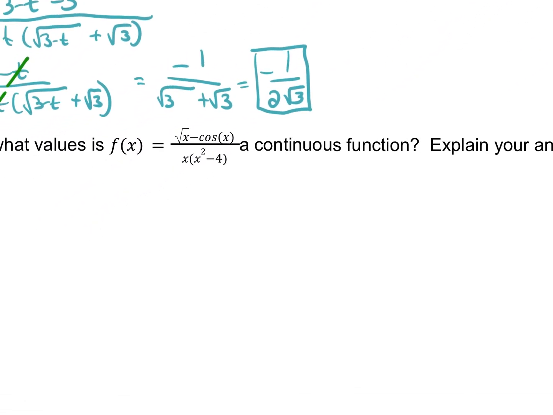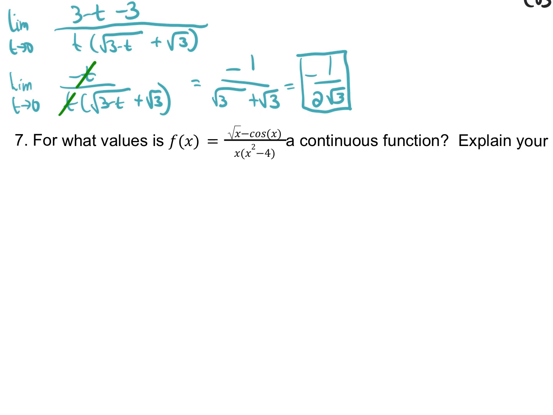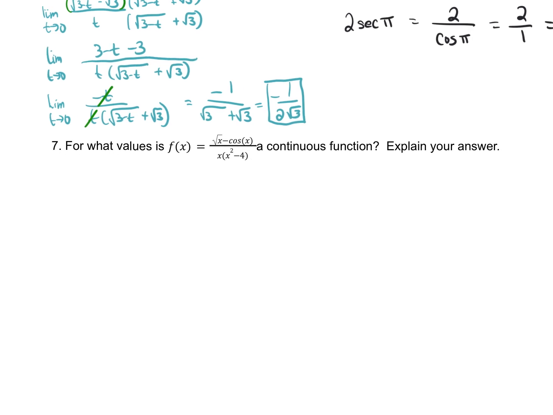Alright, so the final one on this first page says, for what values is f of x a continuous function? Explain your answer. Okay? So a couple things. For something to be continuous, remember, we need f of a to exist. So right away I can eliminate a lot of things, right? So right away I know x can't be 0. I know x can't be 2 or negative 2. And those are just things that make the bottom 0, right? Can't be 0, can't be 2, can't be negative 2. Cosine always exists, that's fine.